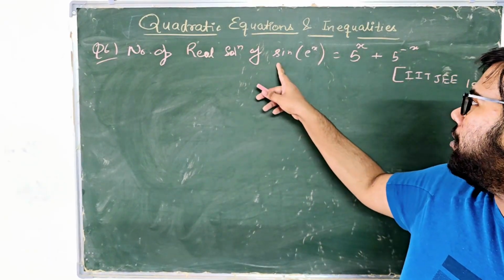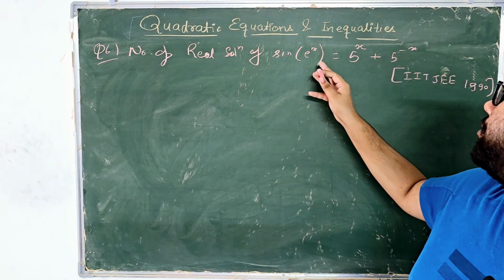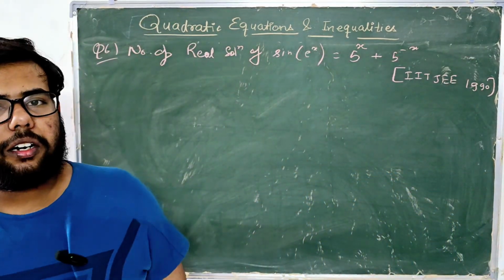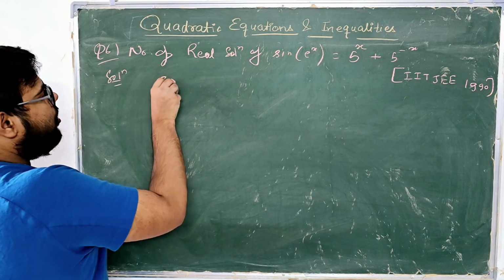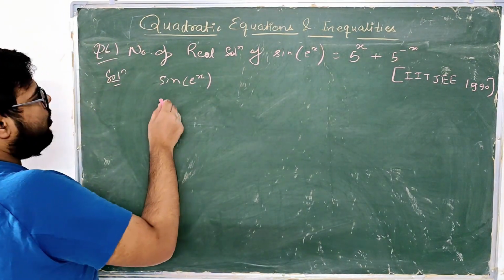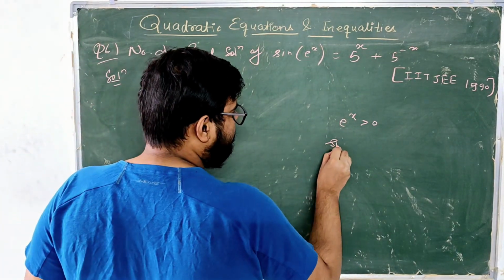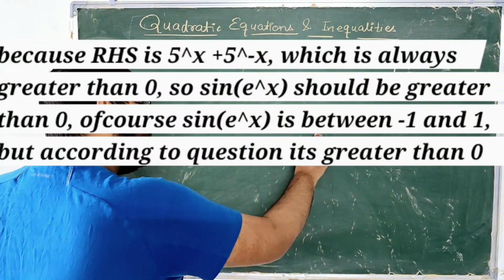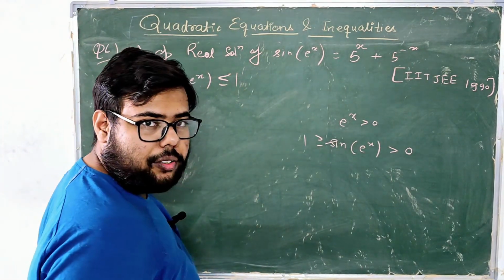You see a trig function, and inside that trig function you see an exponential function, and we have set it equal to 5 raised to the power x plus 5 raised to the power negative x. So how are we going to solve this? Well, sin(e raised to the power x), what is its range? Well, e to the power x is always greater than 0, right? Okay. So sin(e raised to the power x) will always be greater than 0 and less than or equal to 1. So it is lying between 0 and 1, correct?